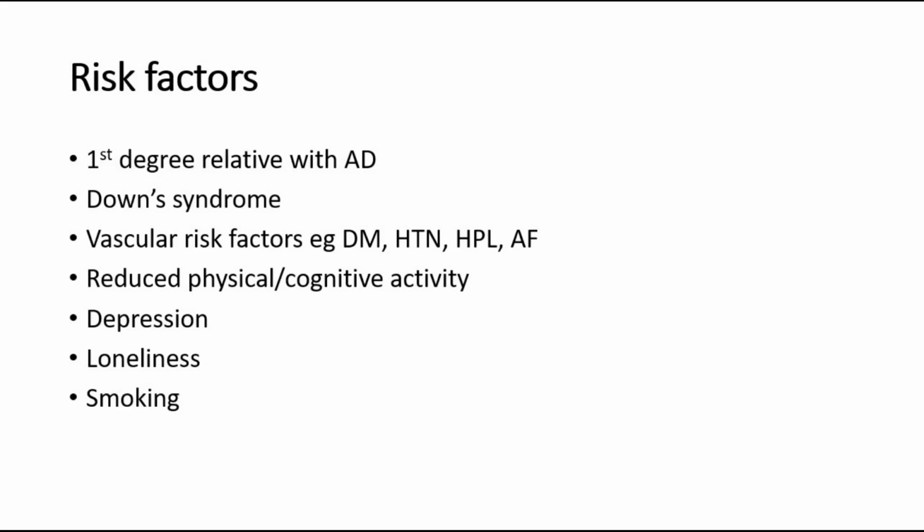So who are at risk of having Alzheimer's disease? These are those people who have a first-degree relative who has history of Alzheimer's disease. Those with Down syndrome are more prone to Alzheimer's disease as well. Vascular risk factors like diabetes, hypertension, hypercholesterolemia, and atrial fibrillation. Those with reduced physical or cognitive activity, depression, loneliness, and smoking. And studies have shown that loneliness increases the risk of getting Alzheimer's disease by 2. So it's twice the risk.